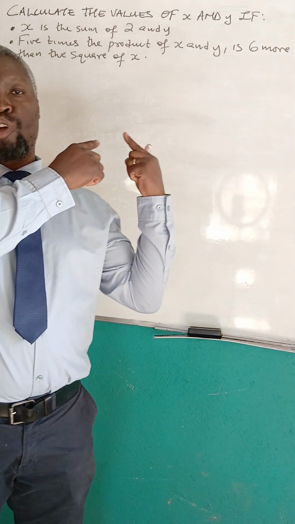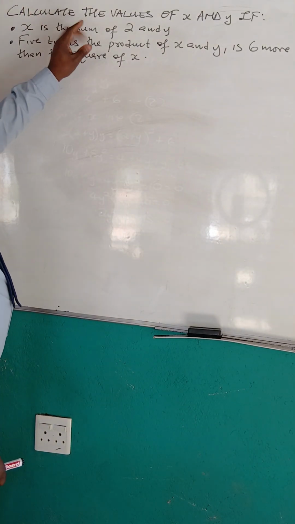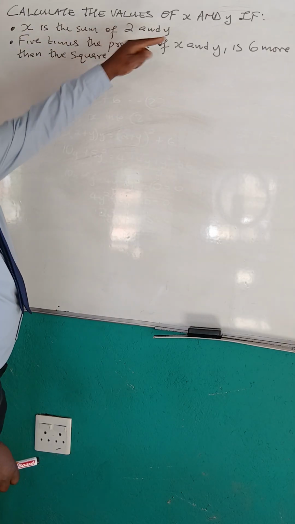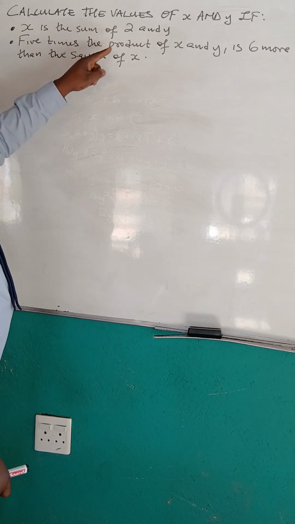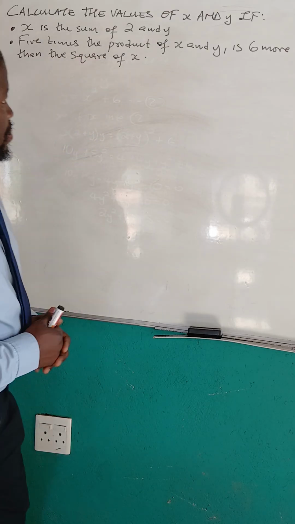Let us solve the problem given on the board. The instruction says, calculate the values of x and y if x is the sum of 2 and y. 5 times the product of x and y is 6 more than the square of x.